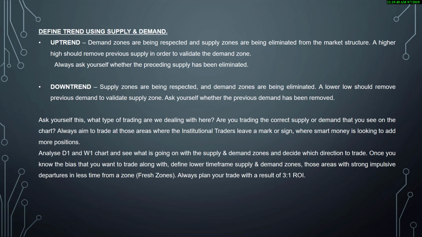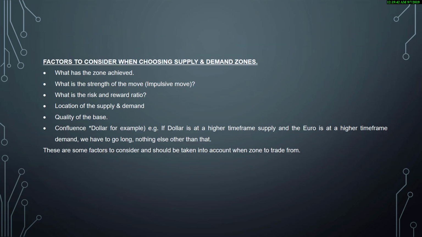There are factors that you have to consider when choosing supply and demand zones. Don't worry guys, we are almost done, just 2 more slides to go. So these are the factors that you have to consider when choosing supply and demand zones. What has the zone achieved, right? By this I mean, the buyers, have they achieved what they need to do? The sellers, have they achieved what they need to do, right?